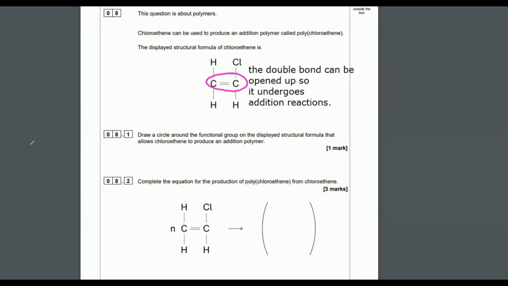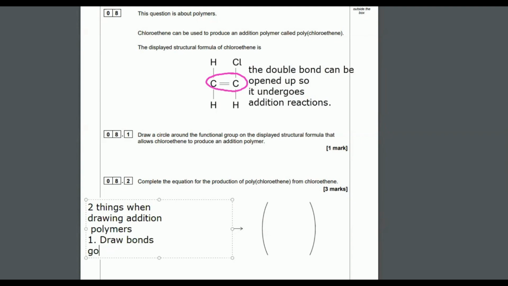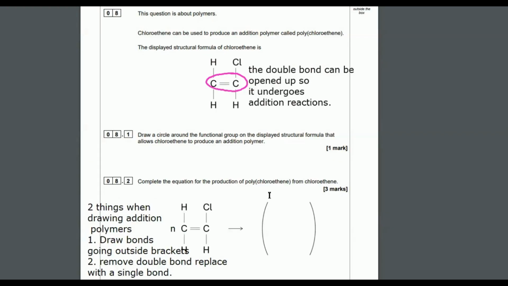Now, the next part to this question, 8.2, wants us to complete the diagram to show the polymer. When you're given the monomer, the monomer of an addition polymer will always have a double bond in the middle. Two things when we're drawing the addition polymer. Polymer is when you stick lots of monomers together. Number one, draw 2 lines going horizontally outside of the brackets. Number two, you need to remove the double bond in the middle and replace it with a single bond. Everything else you keep the same. So all the H's and Cl's you keep the same.